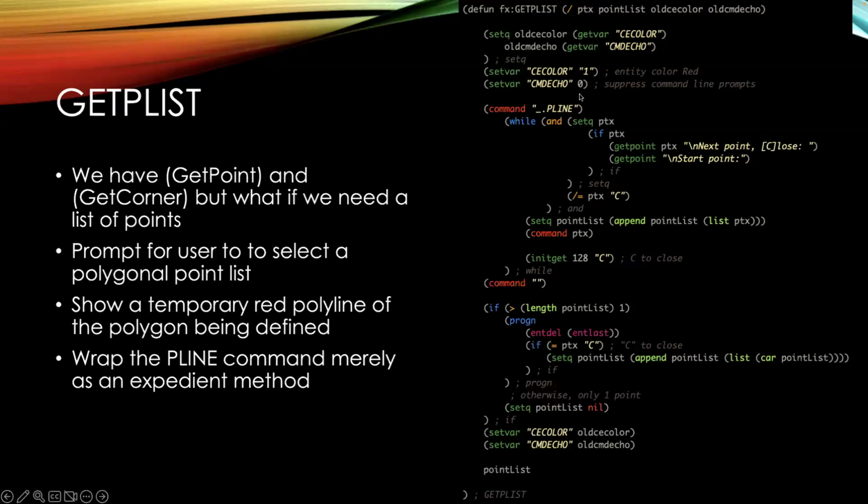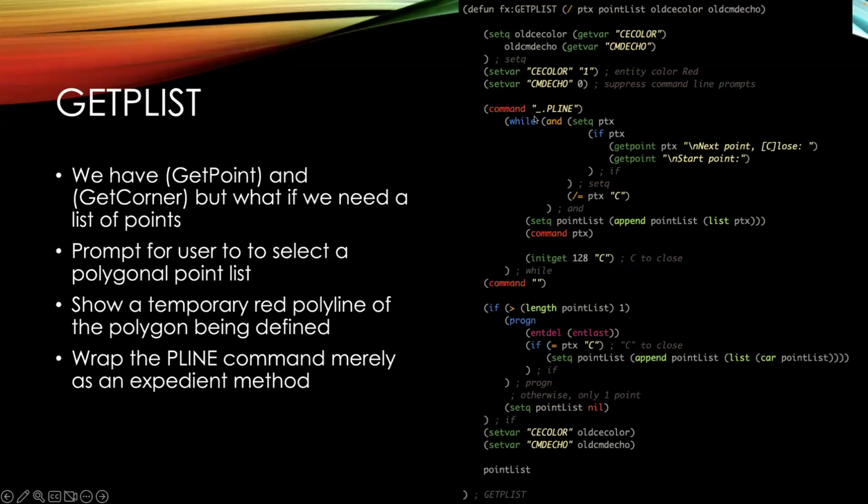And so that's literally what this does. This is my get plist function. You can see the crux of it is wrapping the PLINE command right here. And again, see how purposeful white space and indentation make this very, very clear. Obviously, this is the PLINE command, and here's where the enter ends it. And inside is a while loop.